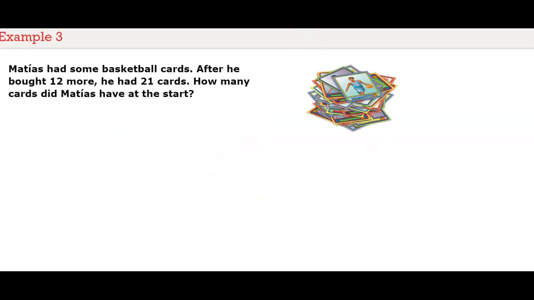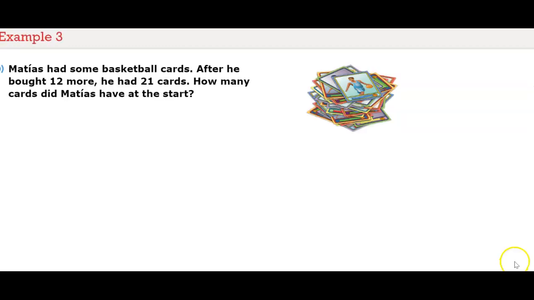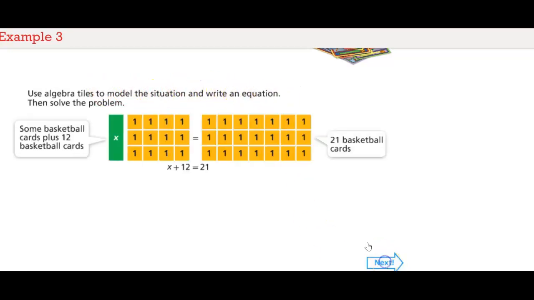Matthias had some basketball cards. After he bought 12 more, he had 21 cards. How many cards did Matthias have at the start? Use algebra tiles to model the situation and write an equation, then solve the problem.